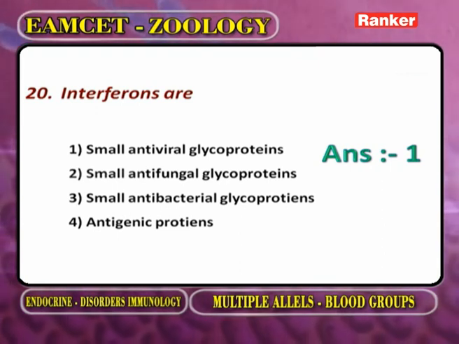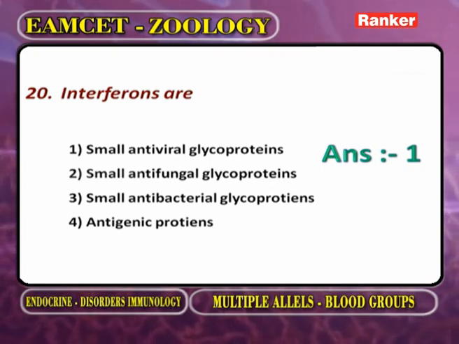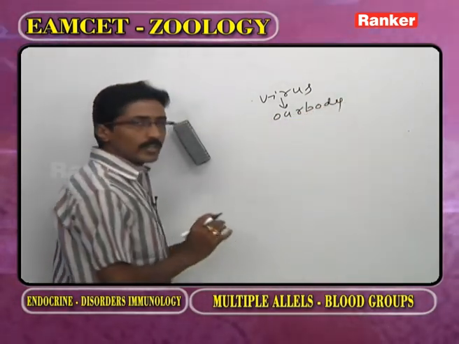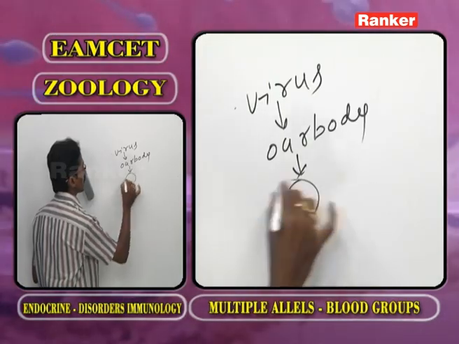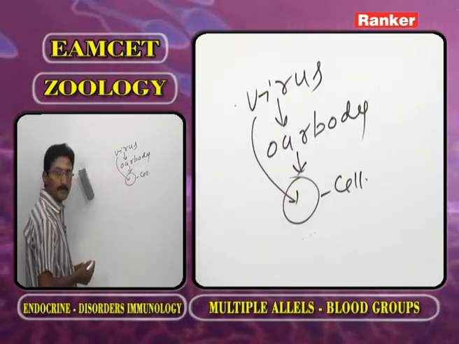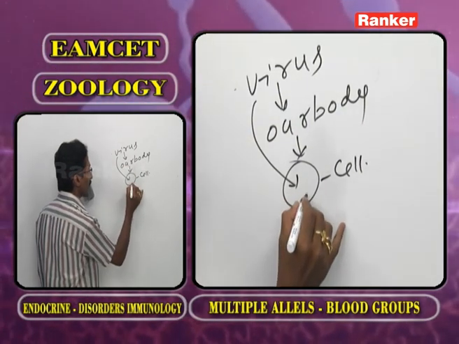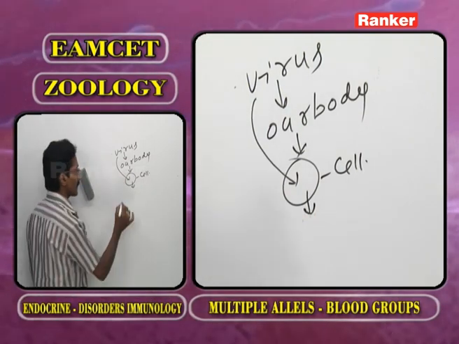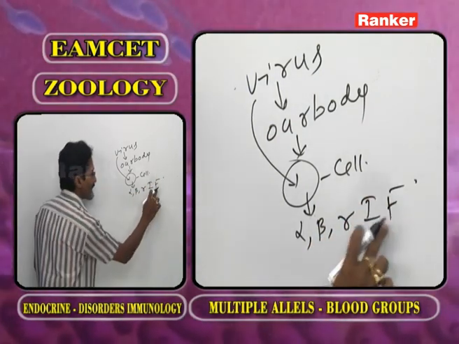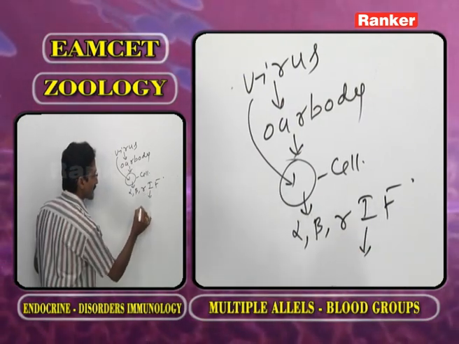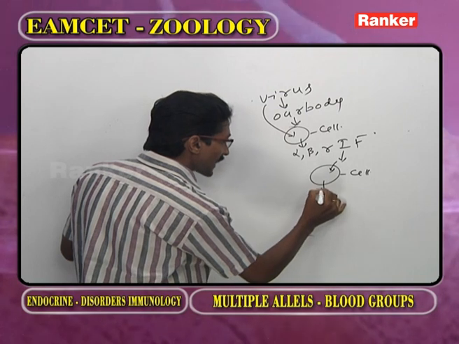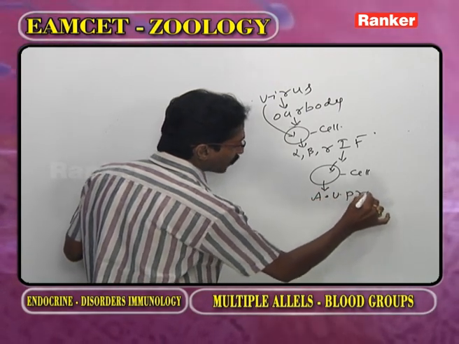Interferons. Now a virus enters into our body. We know very well our body is made of cells. Now this is one cell, and this is a virus. The virus enters into the cell. Now because of the influence of the virus, the infected cell secretes alpha, beta, gamma interferons. IF means interferons. Now these interferons enter into another cell. Now this cell secretes antiviral proteins.